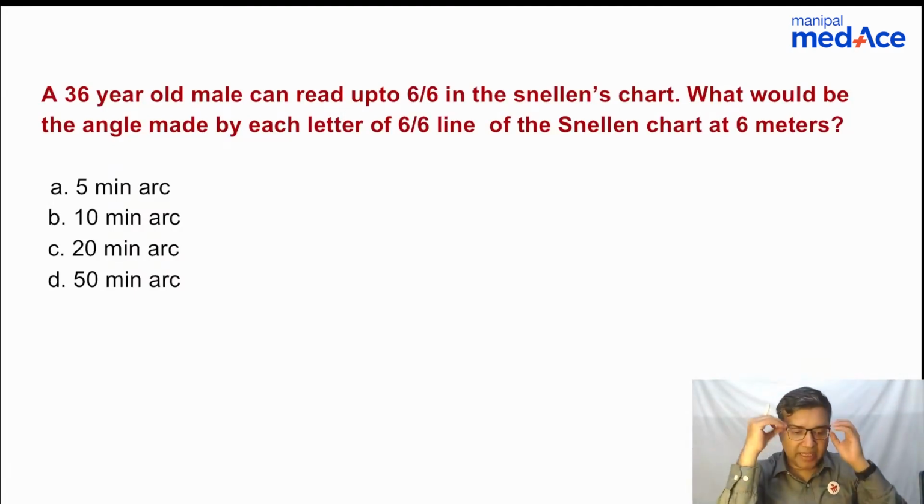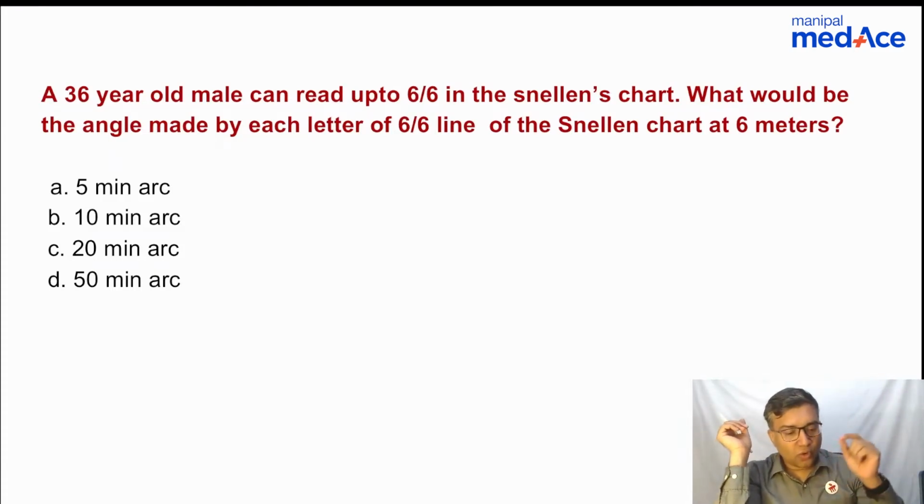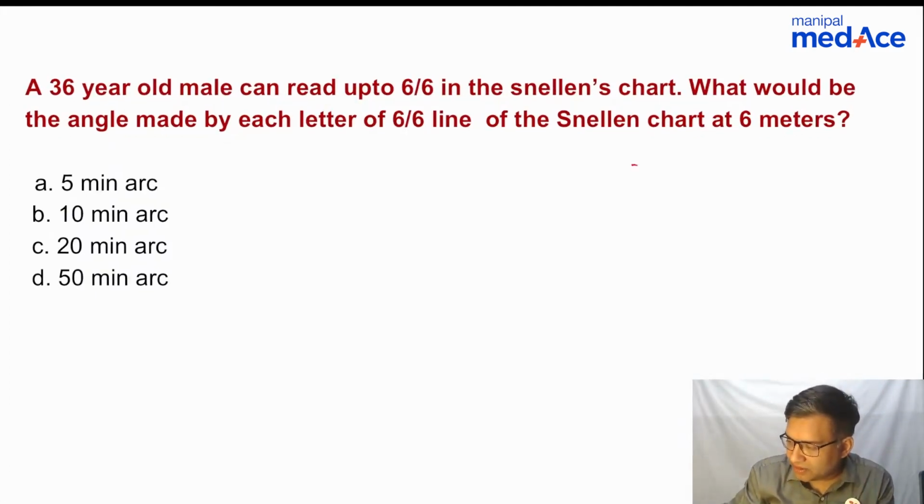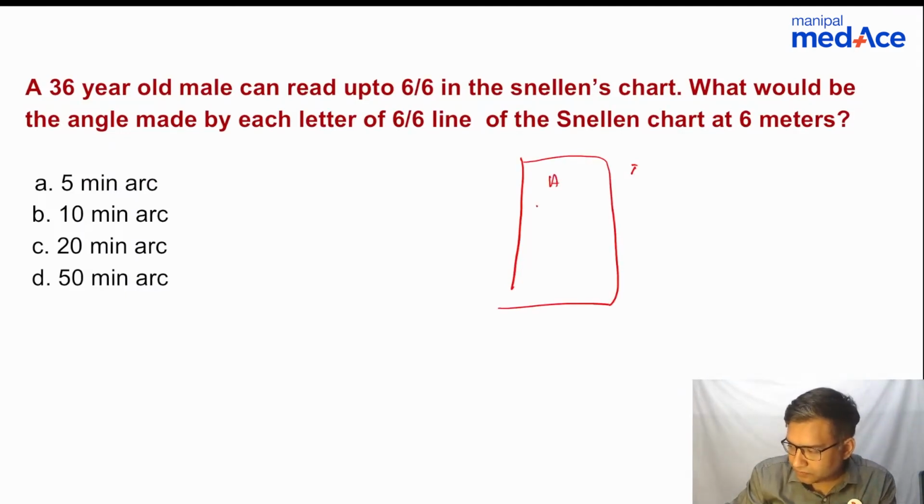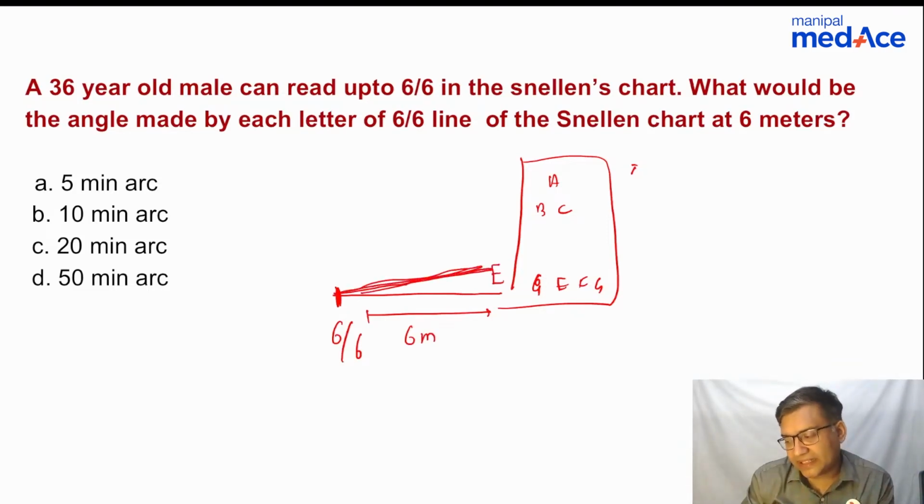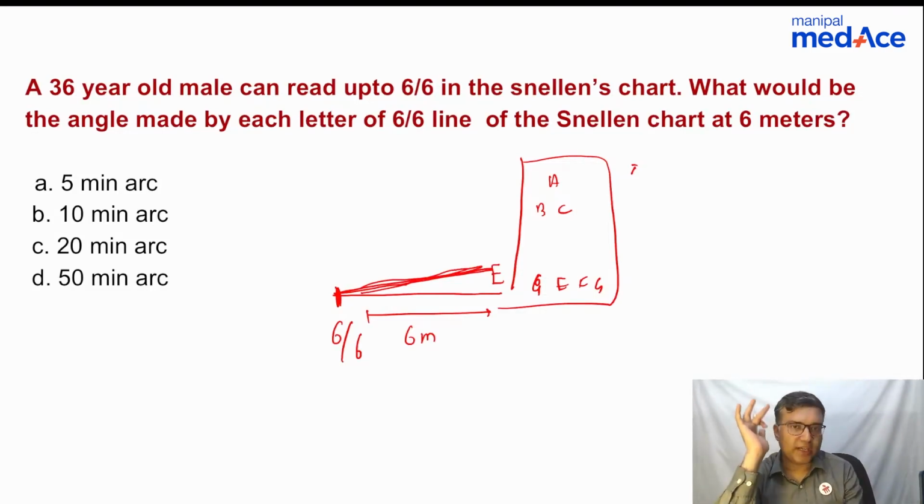Now, there is a 36-year-old male who can read up to 6 by 6 in the Snellen's chart. What would be the angle that is made by each letter of the 6 by 6 line on the Snellen's chart at 6 meter? Now, what this question actually means. So, here you have a Snellen's chart, and the patient is having a 6 by 6 vision. Okay, he is at 6 meter distance. So this letter, what would be the angle that is made by this letter? This is the question, if anyone of you wants to attempt. So what would be the angle that is made by the smallest letter of the Snellen's chart at 6 meter of distance in a normal human being having a 6/6 vision?